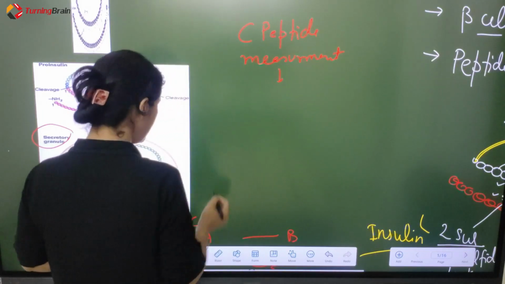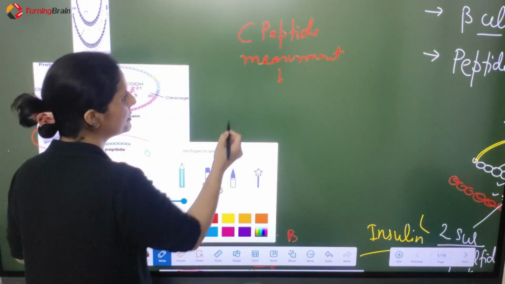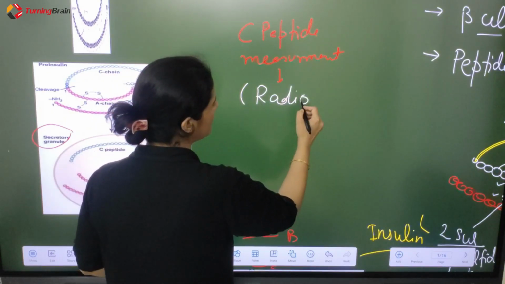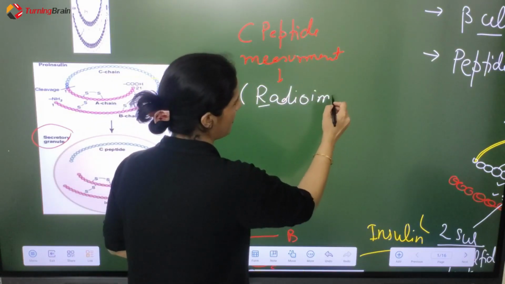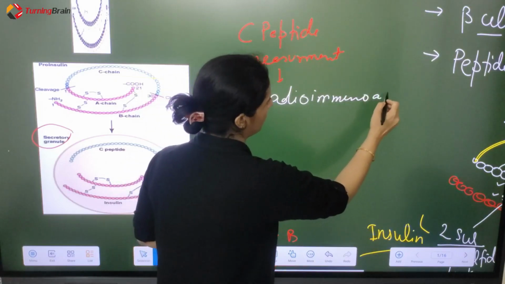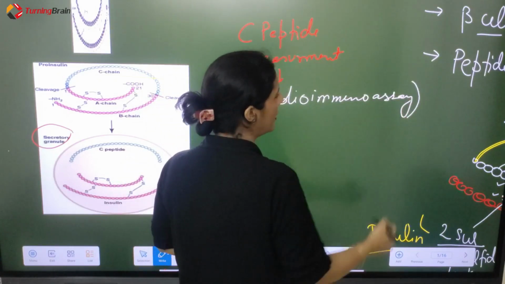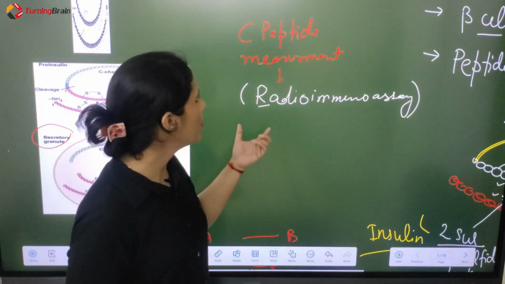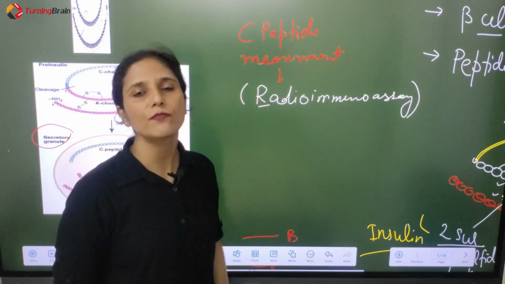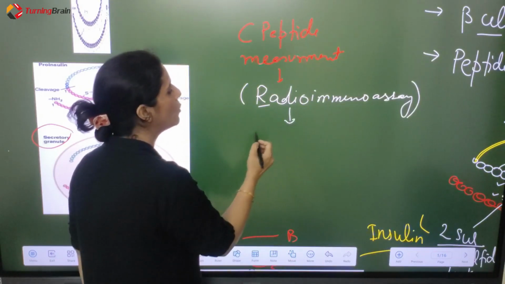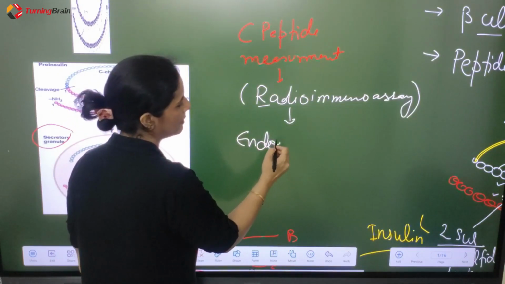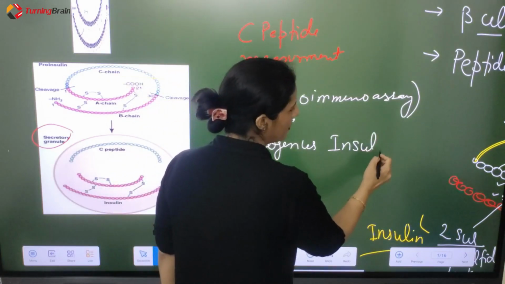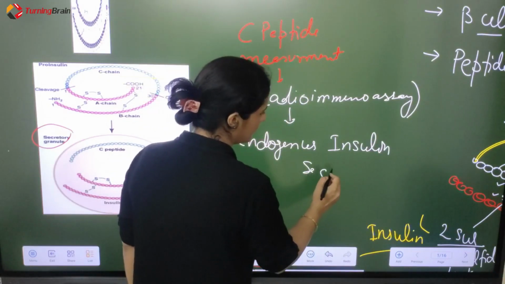By which technique can you measure? There are multiple techniques to measure C-peptide or any other molecule. One is the radioimmunoassay. Fine, we will discuss this radioimmunoassay in a separate video. So with radioimmunoassay, there is a measurement of C-peptide by which we know how much endogenous insulin secretion is in the body.